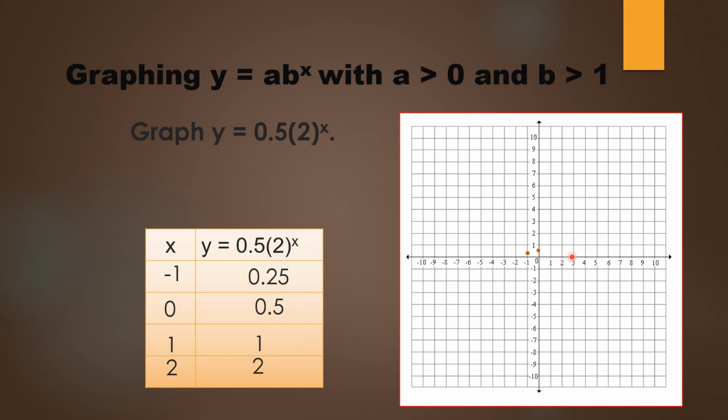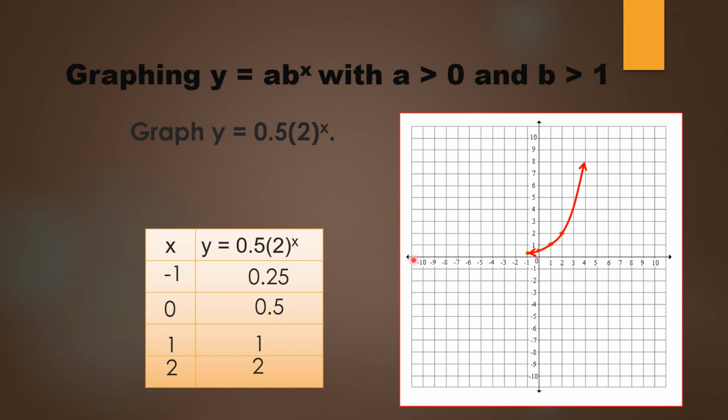1 and 1, 1 and 1 will be here. 2 and 2, 2 and 2 will be here. So I'm going to join this point as you see here and extend in both directions.